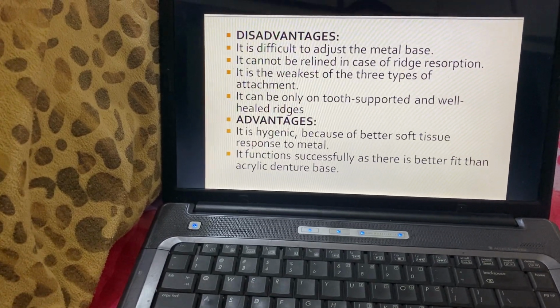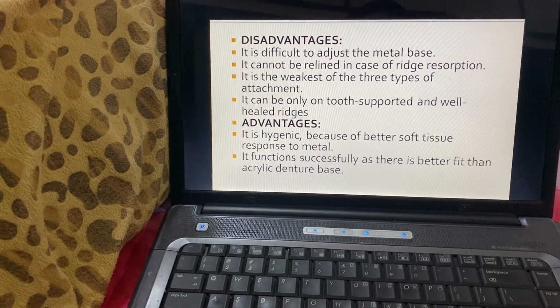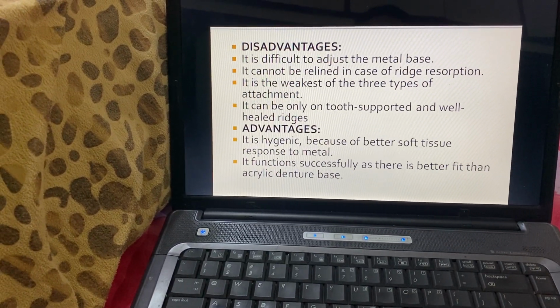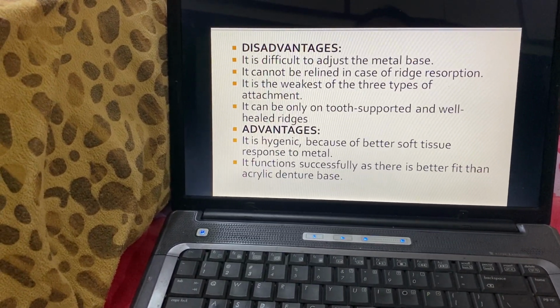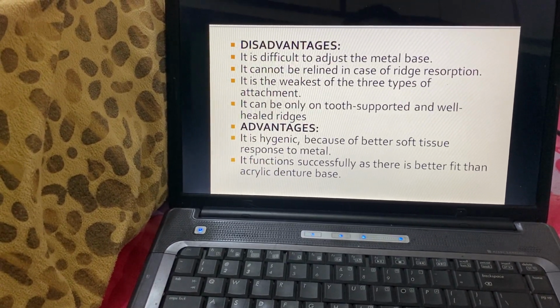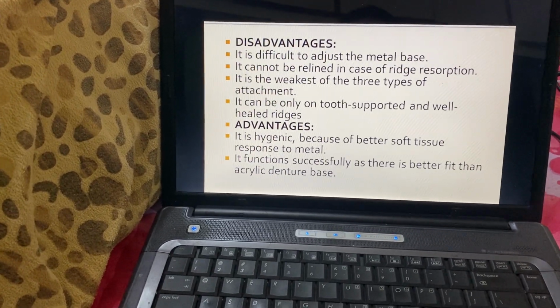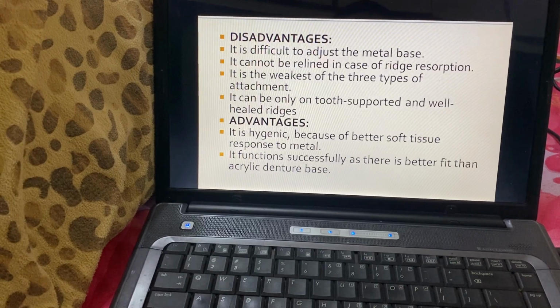It is difficult to adjust the metal base and it cannot be relined in cases of ridge resorption. It's the weakest of all the 3 attachment types and can only be used on tooth supported and well-healed ridges. It offers the advantages of being hygienic because of better soft tissue response to metal. It functions successfully as there is better fit than the acrylic denture base.